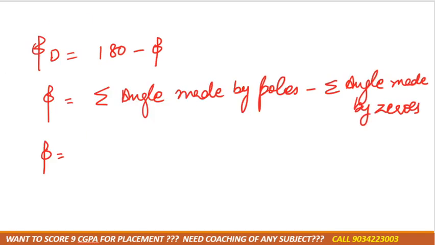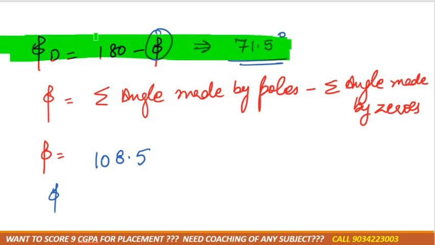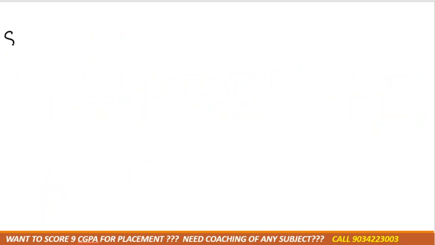After solving it, we'll get the value of phi as 108.5. Then we'll get phi d. We'll put this value over here. Then we'll get the angle of departure as 71.5 degree. Correct? So now we got the angle of departure. Correct? Now what would be the next step?